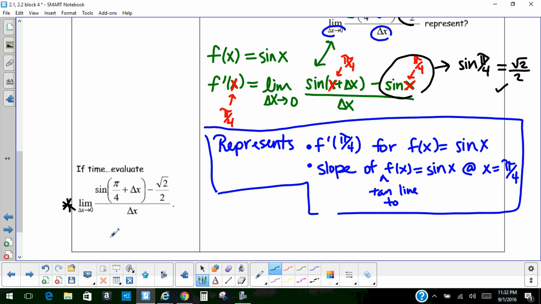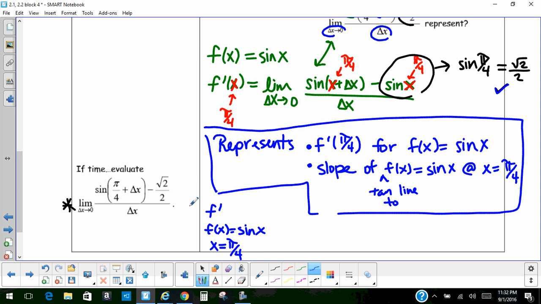Well, hopefully you're going to see this and look at it and go, oh, wait a second, that's asking for f prime because I recognize the notation. f of x is sine of x because I recognize that function. My x value that they're interested in is pi over 4 because I've checked the pi over 4 matching up, and I've also checked the value of sine of pi over 4.